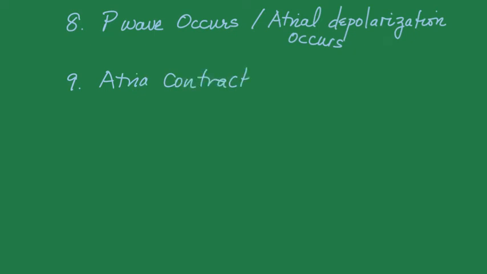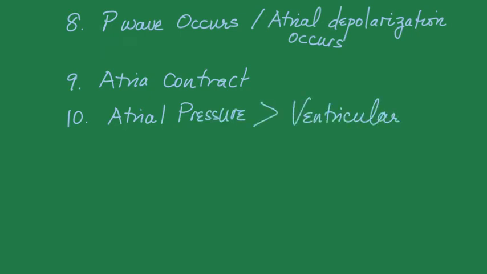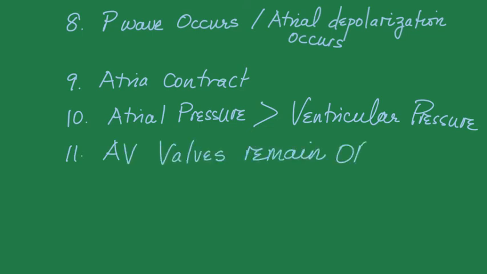When the atria contract, the atrial pressure is still higher than the pressure in the ventricles. So atrial pressure is greater than ventricular pressure. So the AV valves are still open. No big changes here. Blood continues to flow from the atria to the ventricles down the pressure gradient.